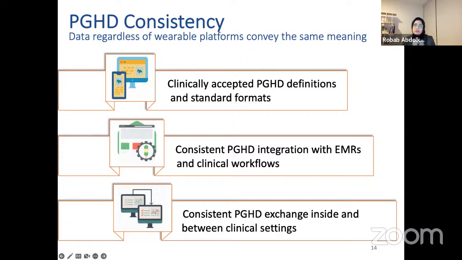And the last one, which is still challenging even for clinical data: if PGHD would be considered as a valuable source, it should be treated similarly, and we need to think about consistent exchange of this data.